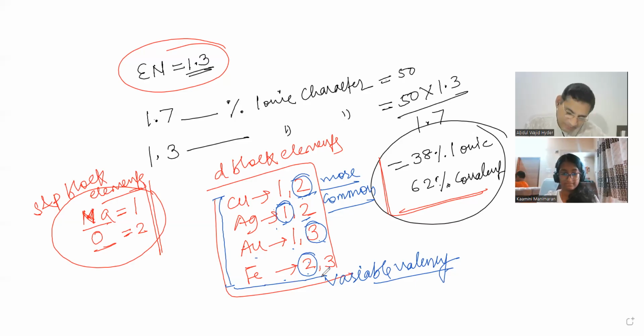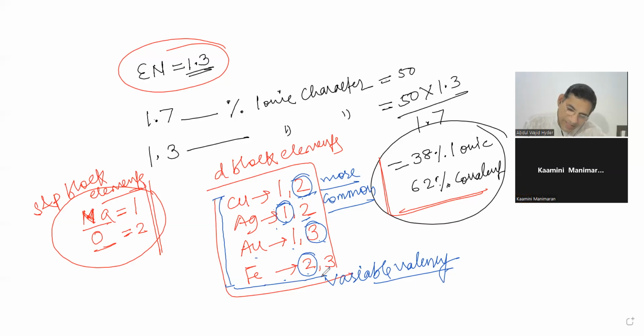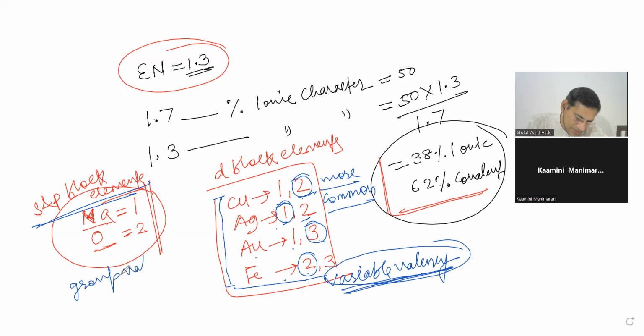Is this okay, man? Here you have written variable valency. What about the valency of S and P block elements? Here for D block elements, you have written variable valency. What will you write for S and P block elements? Their valency will always be group valency. It can't be variable valency. Are you getting this all? Yes, sir.